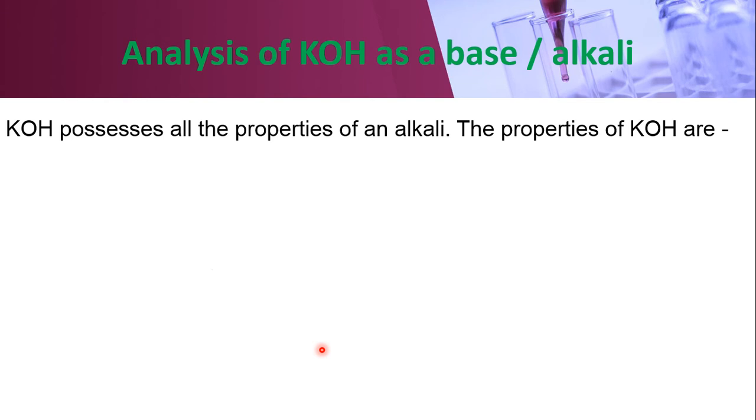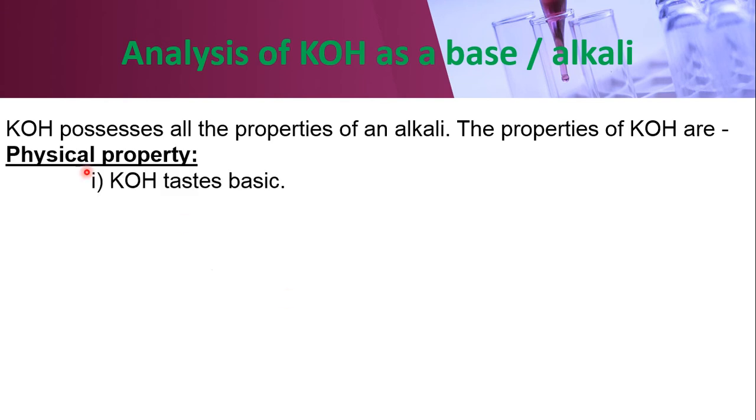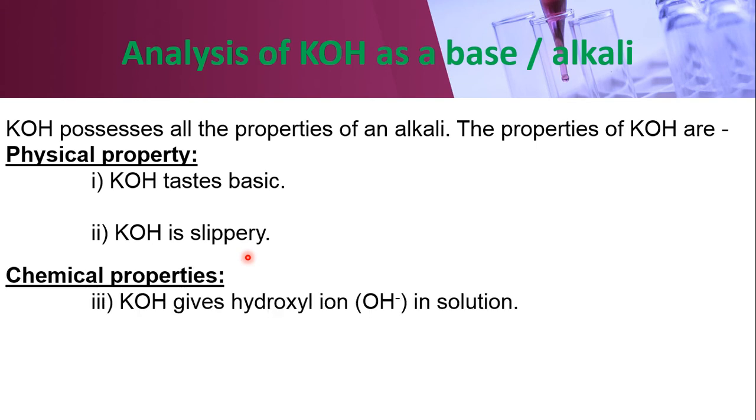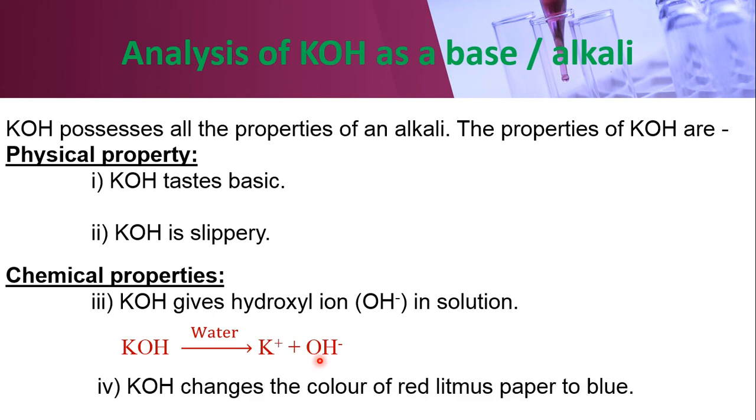Here, potassium hydroxide possesses all the properties of an alkali. The properties of potassium hydroxide: physical property: potassium hydroxide also tastes basic. Potassium hydroxide is slippery like all bases. The chemical properties of potassium hydroxide: potassium hydroxide gives hydroxyl ion in solution. Potassium hydroxide, when it is given into water, gives potassium ion and one hydroxyl ion. Potassium hydroxide changes the color of red litmus paper to blue.